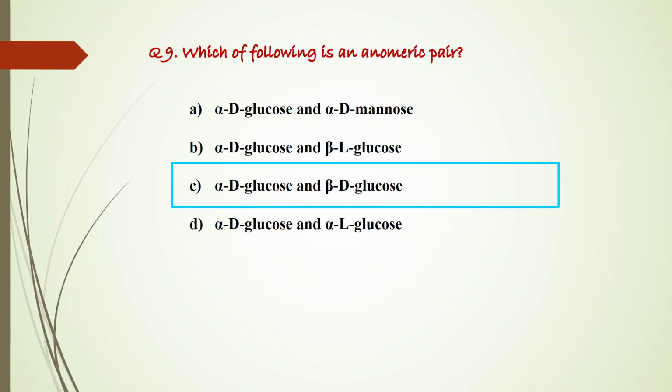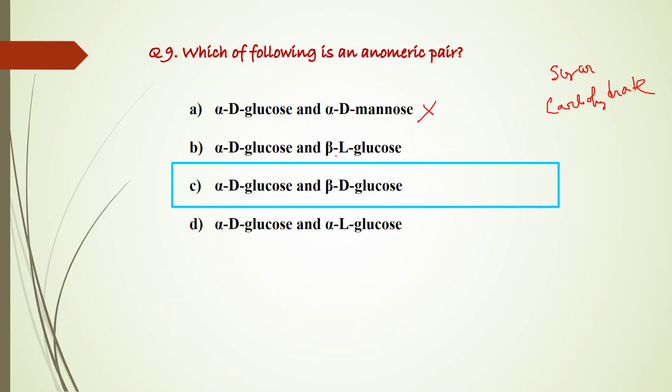What were anomers? So anomer means you deal with a single sugar or carbohydrate. Now in the first case, anomers are the isomers of a single sugar or single carbohydrate. They are isomers. That means we are dealing with the same sugar. But in case of the option A, we have glucose and mannose. They are completely two different sugar moieties. So obviously this option is incorrect.